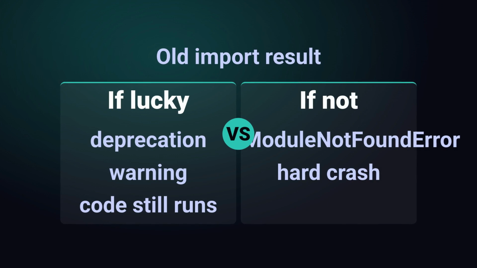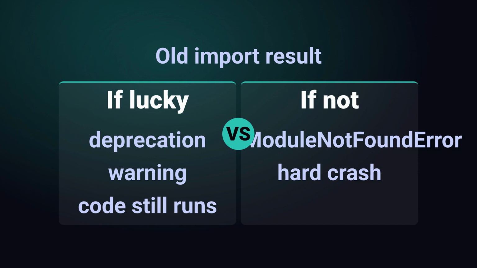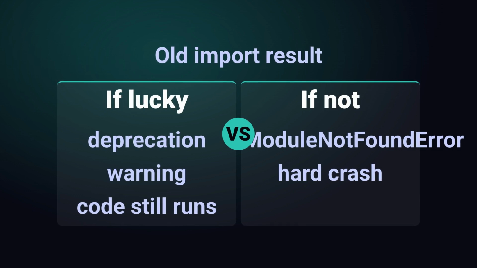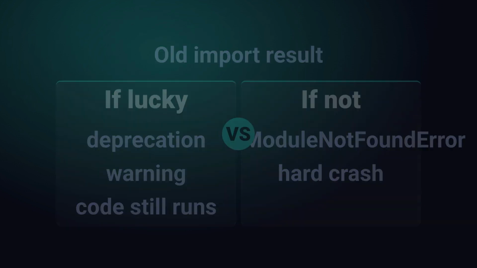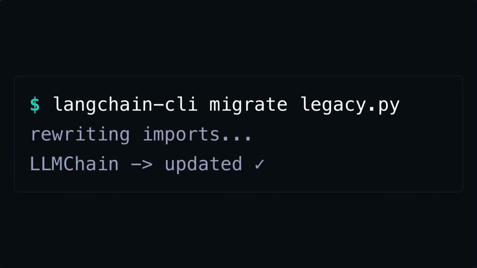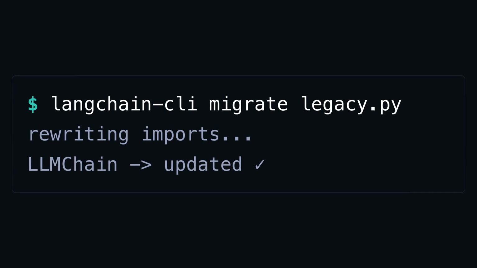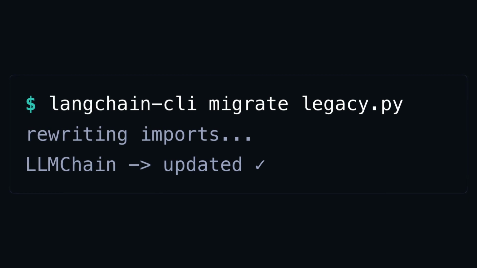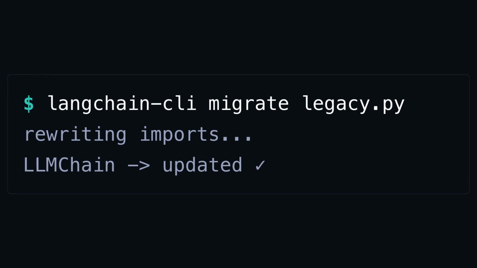To be fair to LangChain, they did invest heavily in migration tooling. There's a dedicated CLI, LangChain CLI, that runs codemods to automatically rewrite your imports. Run it against a legacy file, and it'll shuffle your LLMChain references and update import paths for you. But, and this is the catch, the automated migration handles syntax, not semantics.